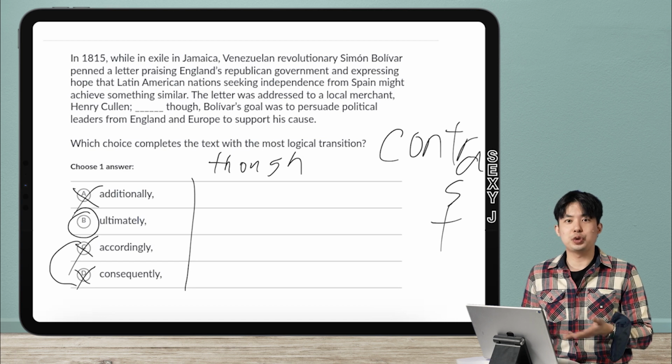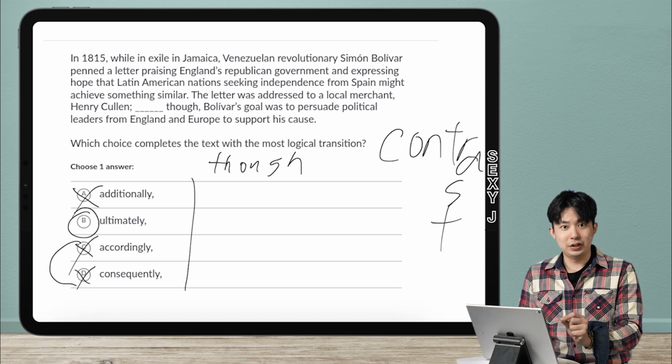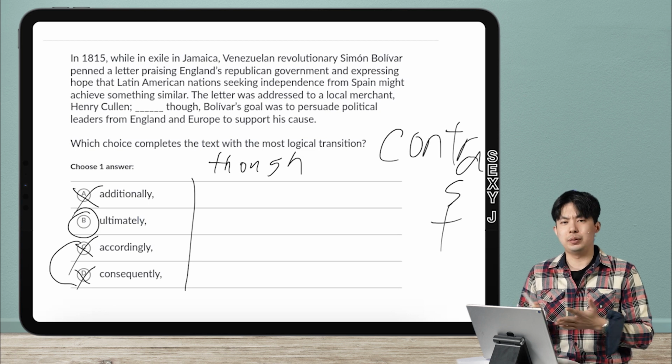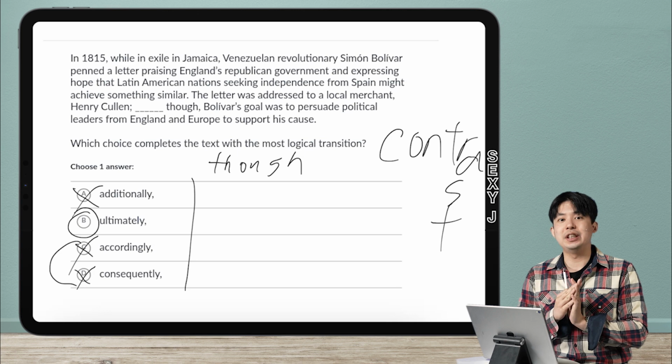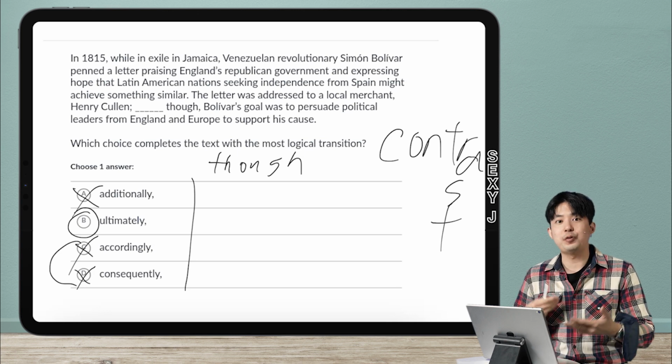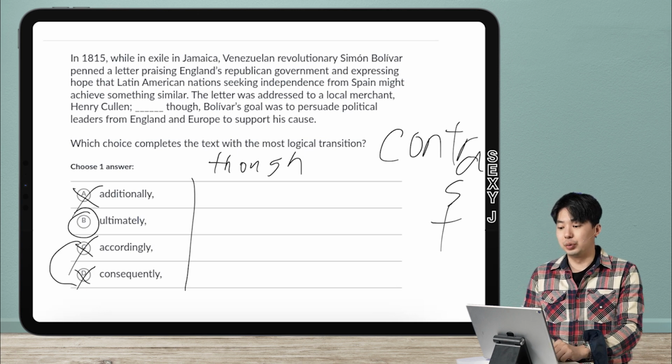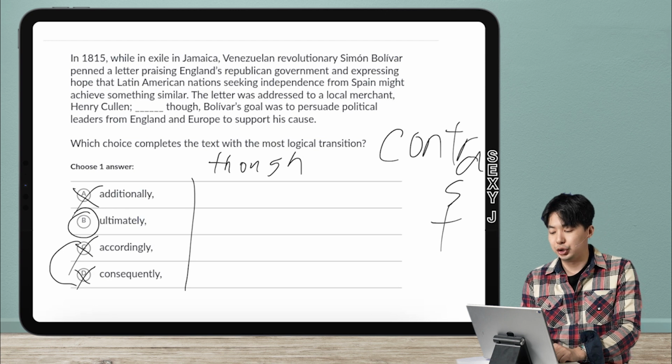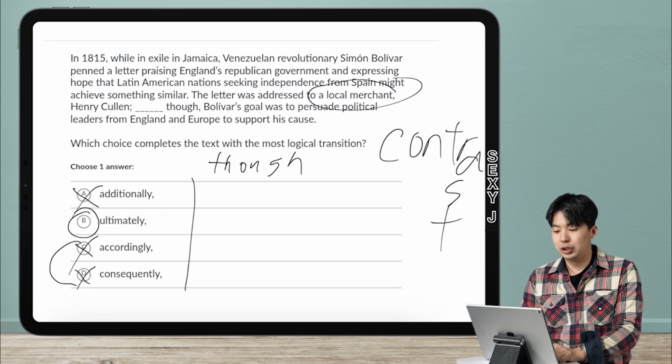Now, since we're on this question, we might as well define what ultimately means. Ultimately means at the end. I know we don't really talk about the actual literal meaning of words too much. Ultimately means in the end, or the final goal or final step. So what's going on here? The letter was addressed to somebody local, but the end goal was to get to the leaders. So that's the contrast right there. That's why we have the word though.